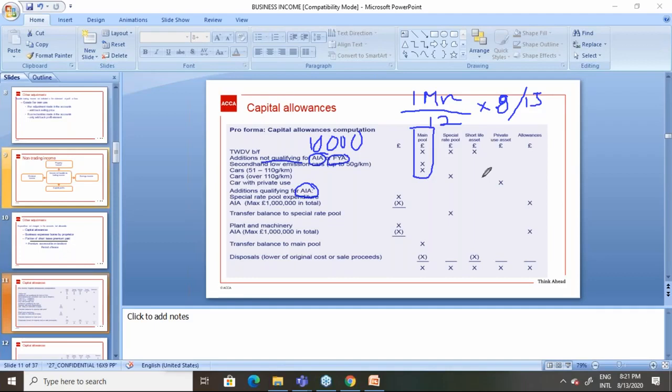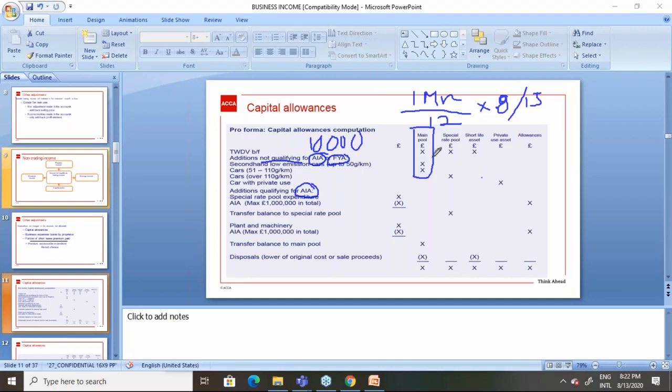In addition to that, centralized AC systems, air purification systems, then water heating system, ventilation systems, then integral features of a building, they are also considered as items included in the special rate pool. Any item that is not included in the special rate pool must be included in the main pool.